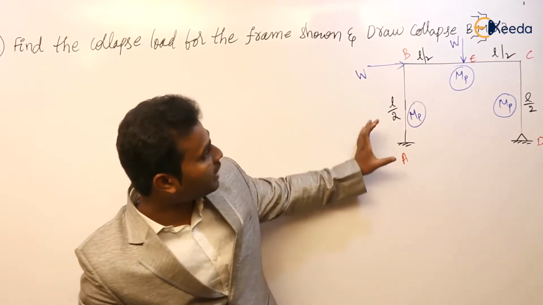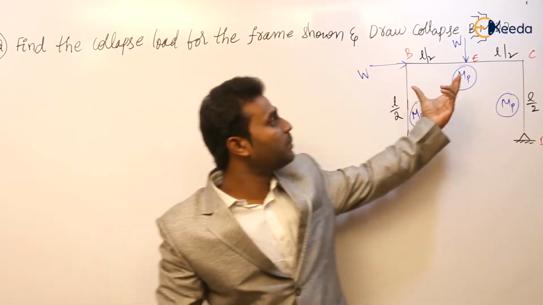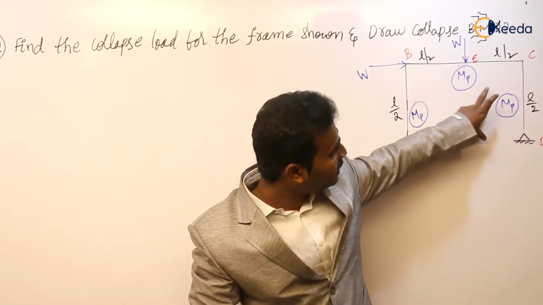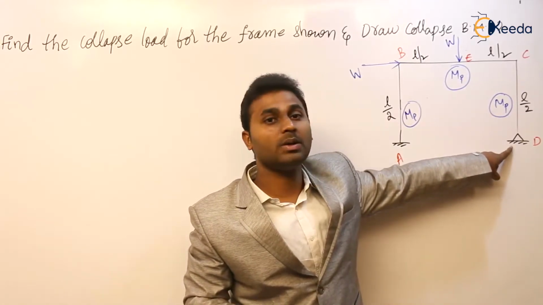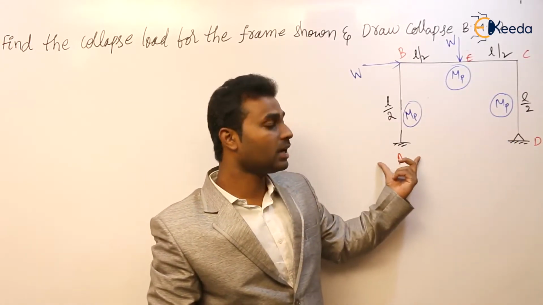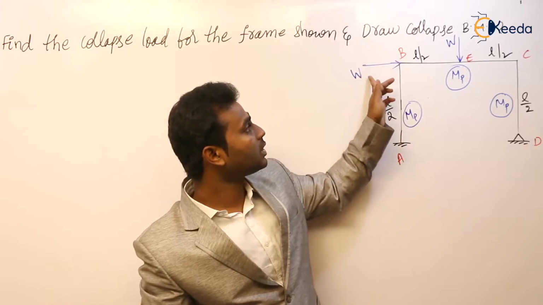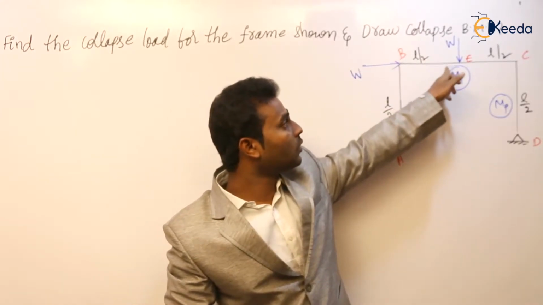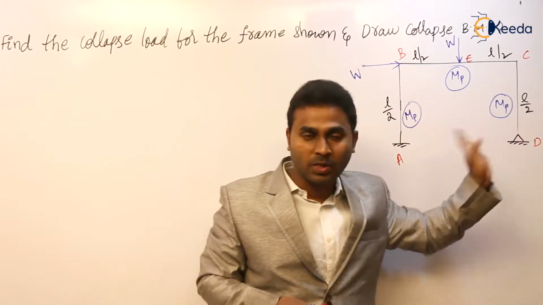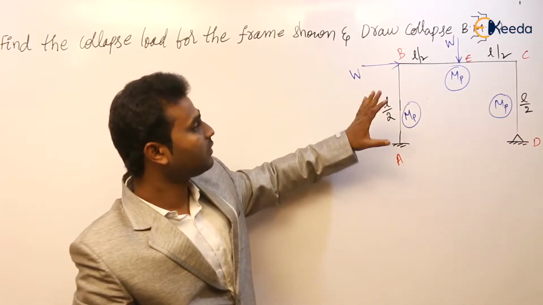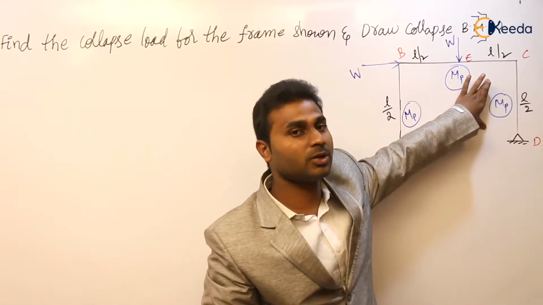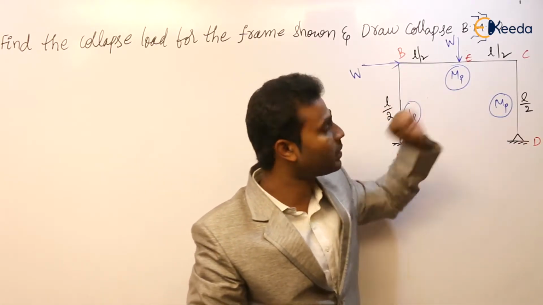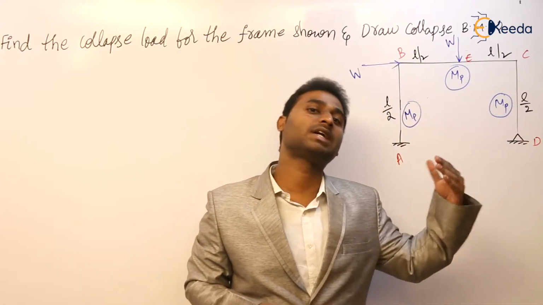In this frame, we have the column AB, the beam BEC, and then the column CD. Column CD is at D hinged support, and here at A is a fixed support. There is a horizontal load at joint B and a vertical load at E in the span. Agree? So this is the frame. Column AB has length L by 2, CD has length L by 2, and the total beam span is L, and the load is placed exactly at the center.